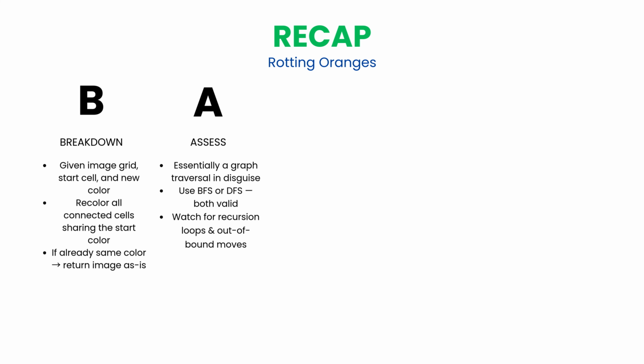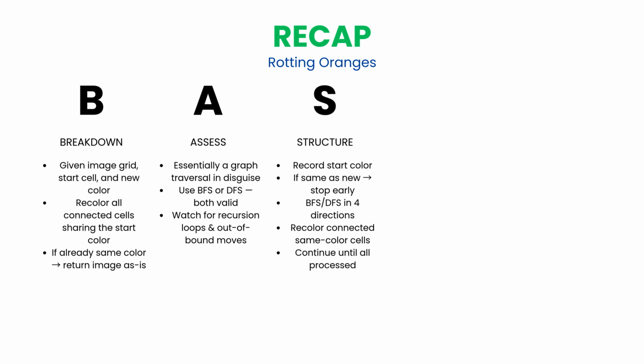It's a classic graph traversal disguised as painting. We can use BFS or DFS, both work. The main pitfalls? Avoid infinite recursion when the color doesn't change, and stay inside bounds at all times. The plan: record the starting color. If it's already the new color, stop early. Use a queue, BFS, to recolor the start cell and expand to 4 directional neighbors with the same color. Continue until no connected cells remain.